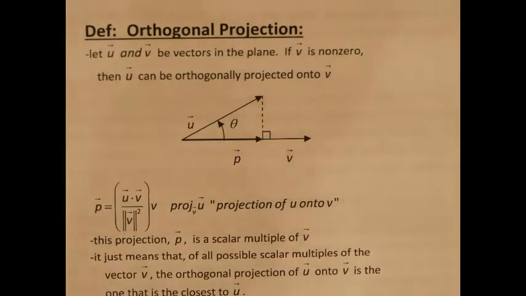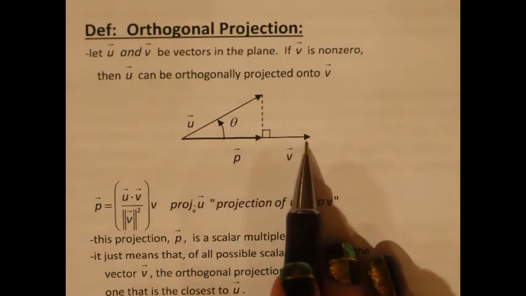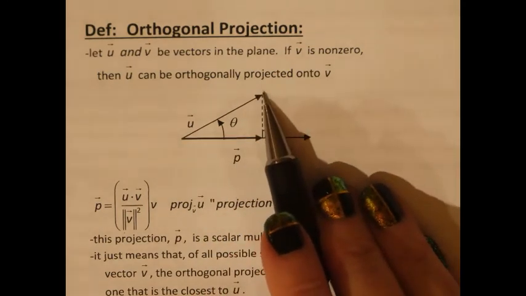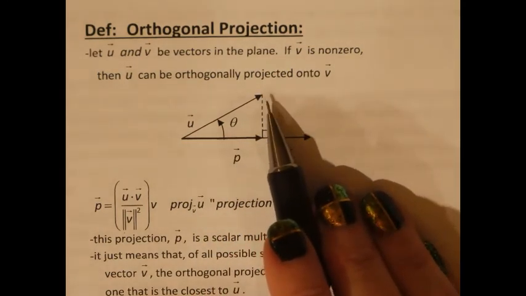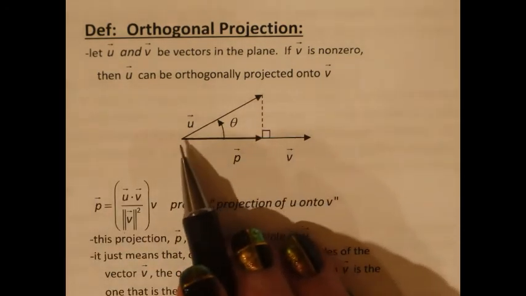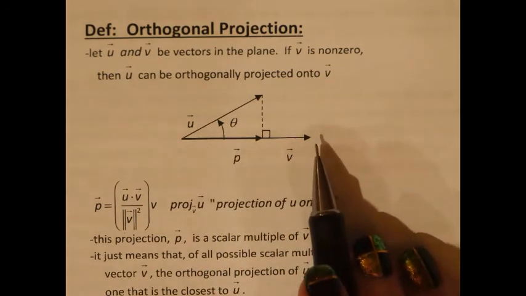The definition that everyone loves: orthogonal projection. Let u and v be vectors in the plane. If v is non-zero, vector u can be orthogonally projected onto vector v. So let's get this straight. I have vector v, and I have vector u. They share the same initial point. And vector v ends here somewhere. It could have been here, could have been all the way out here, could have been way over here, it doesn't matter. But for the sake of our show, it looks like vector v is out here.